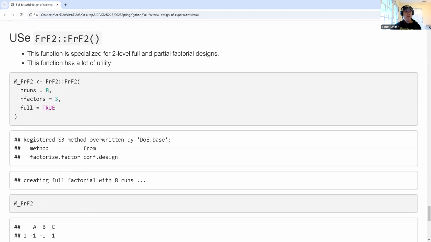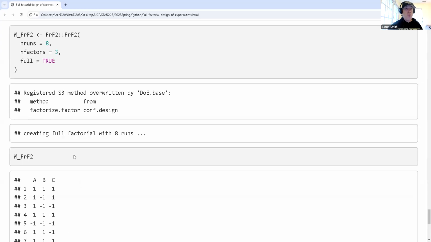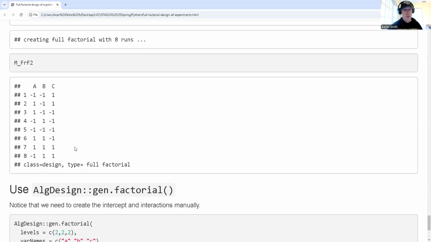Now, this is the FrF2, which is specialized for two-level factorial analysis. And this will actually do a lot of the work for us. This is especially powerful if I have a lot of factors I want to work with and want to be able to tune things. This is a very powerful function for us to work with, and it has a lot of utility. Unfortunately, you'll notice that we don't get our interactions for us. It just tells us the levels to work with. We have to do the interactions during our analysis step. But this is a very, very, very powerful function.